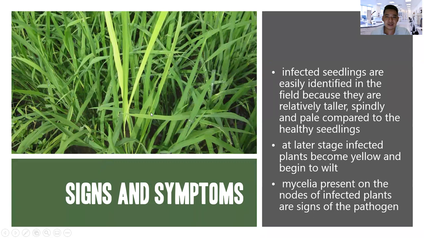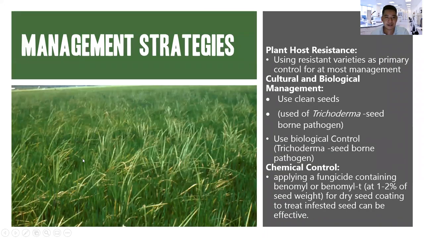So at later stage, infected plants become yellow and begin to wilt. So pale green na appearance po nung symptoms na binibigay ni Bakanae disease ay later magiging yellowish po siya. So white mycelial growth present on the nodes is a sign of the pathogen. So sa nodes, makikita po natin yung mga mycelial growth na sign po nung Bakanae disease. So ayan po, ito yung itsura niya po sa field. Medyo yellowish na po yung iba.